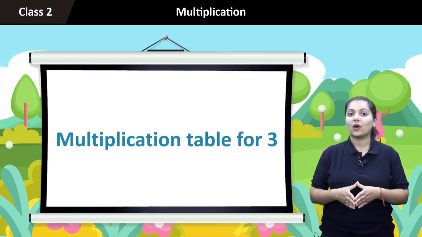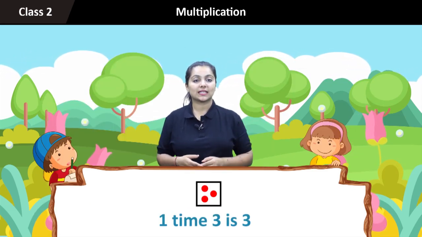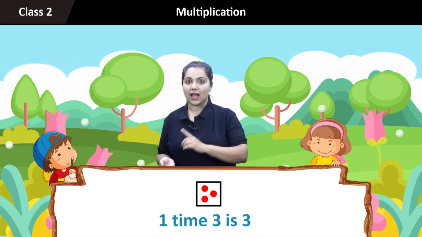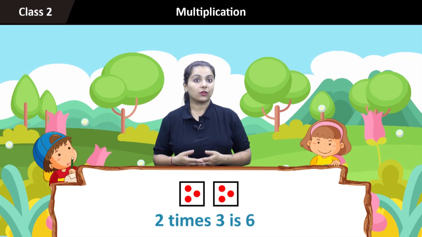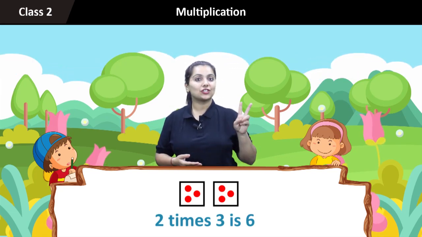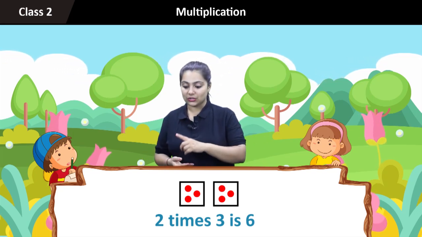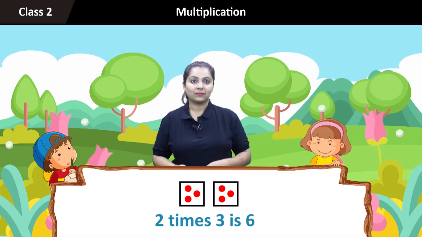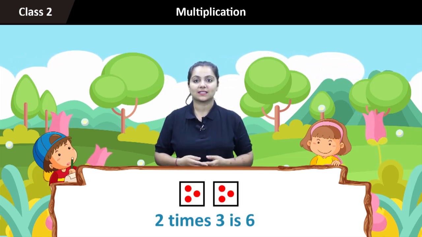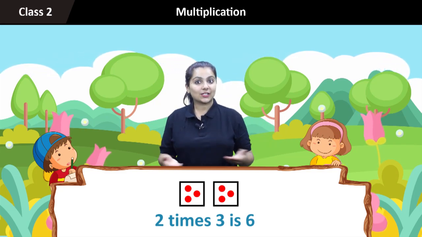Multiplication table for 3. Now there is one box and it has 3 dots in it. So 1 times 3 is, let's count it, 1, 2, 3. Now there are 2 boxes. How many dots are there in all? 1, 2, 3 and 1, 2, 3. Yes, there are 3 dots in each of the two boxes. So the answer is 2 times 3 is 6, and so on.